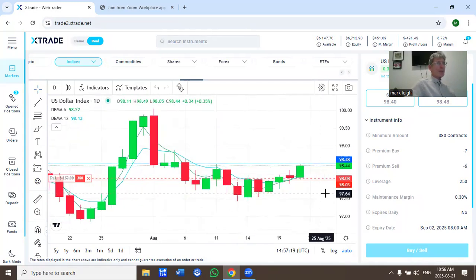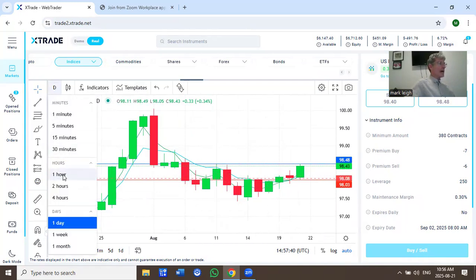Looking at the US dollar index. US dollar overall, starting with the index. And strong push up on the index today. I've got support at 98.03, resistance 98.48, matching the resistance area from the 11th and the 12th of August.